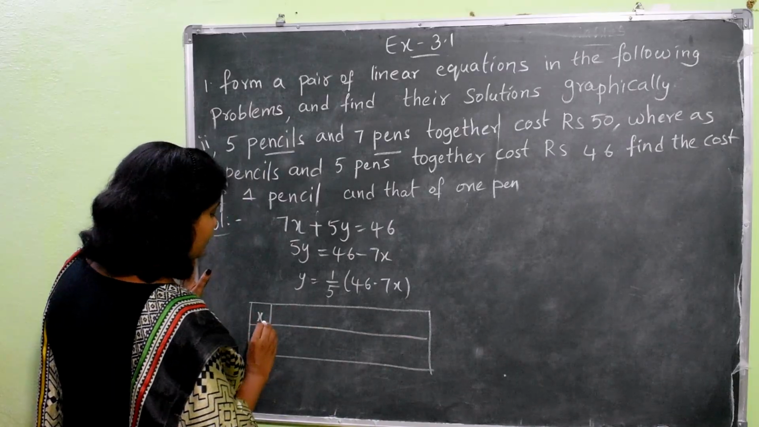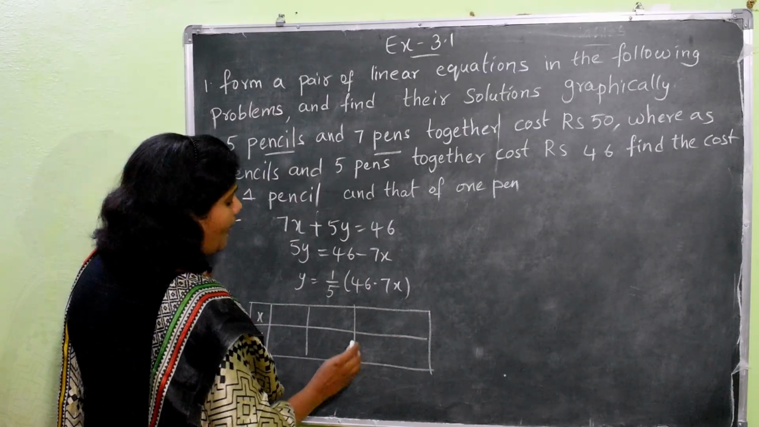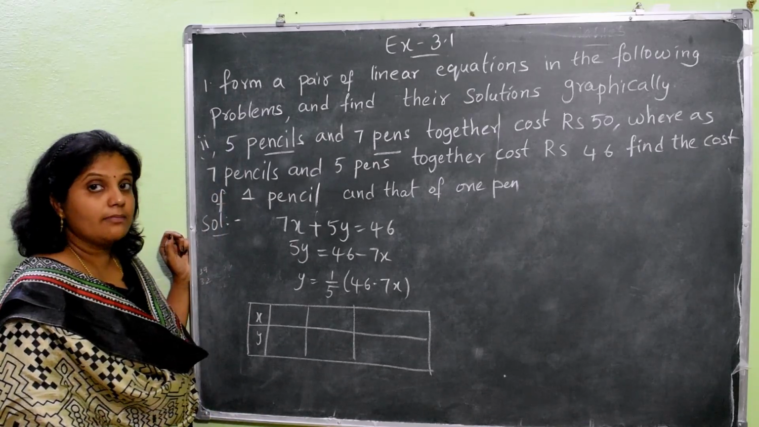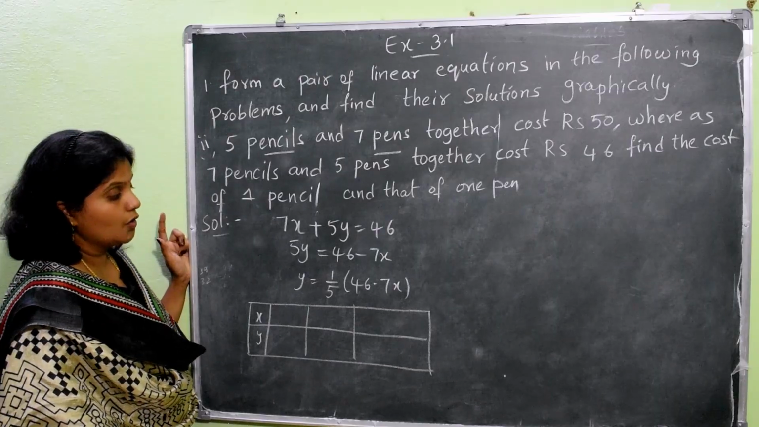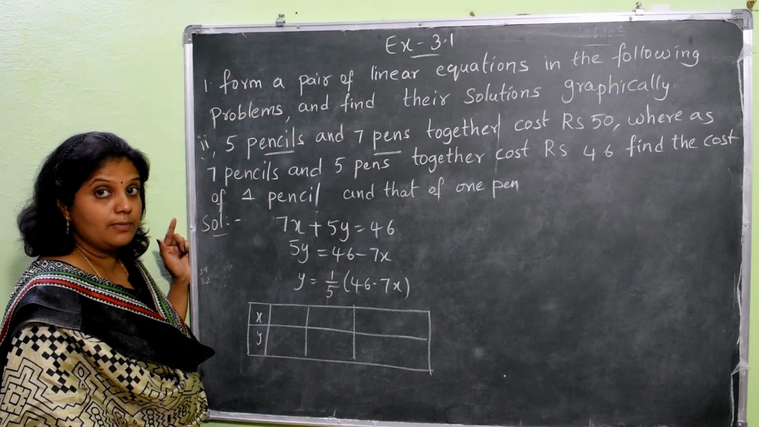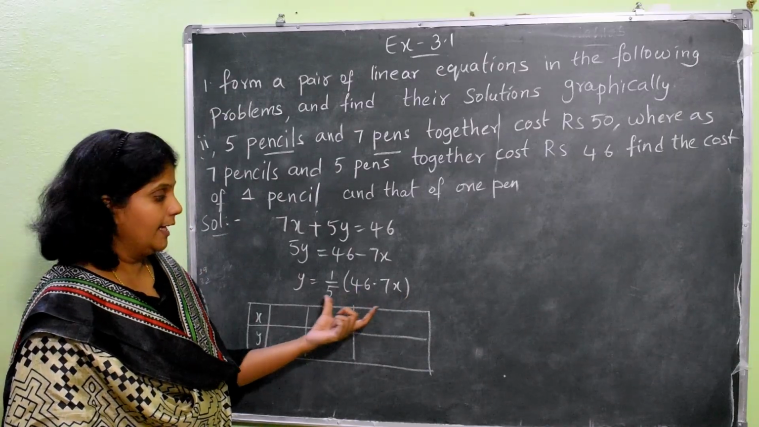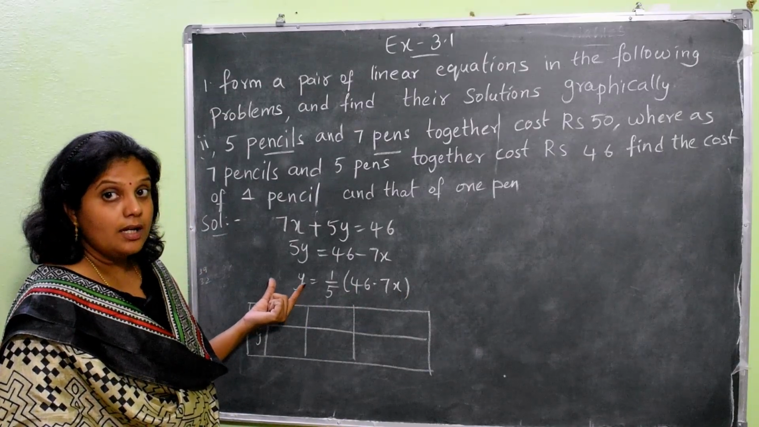So first take x value as 1. So 7 into 1, 7. So 46 minus 7, how much? 39. So 39 by 5. Is it possible? No. Whenever the product form is in the 0 or 5, then only we will get the y value as whole number.